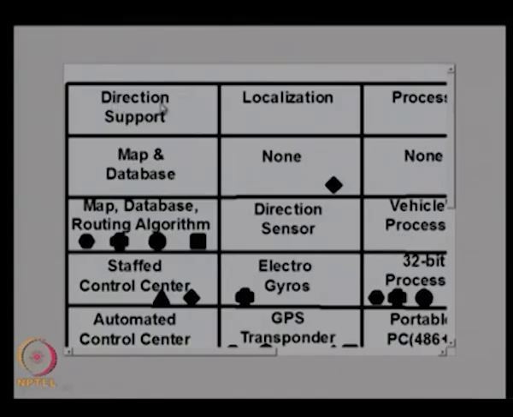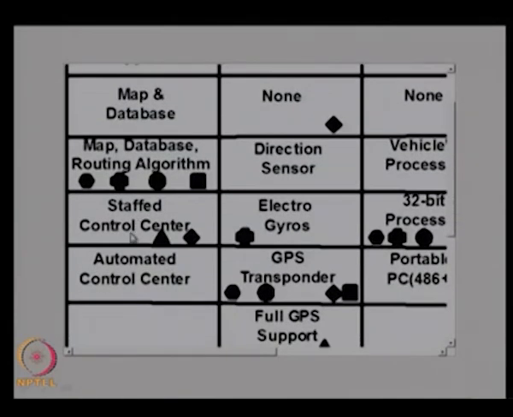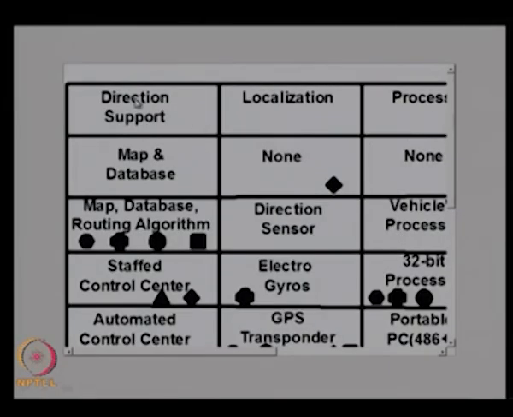For direction support you can use a map and a database. It is very simple, you can use map and database, or you can use map, database, and a routing algorithm. Along with the map and a database we can have a routing algorithm, and then we can have a staffed control center where the navigation support can be directly provided to the driver, or you can have an automated control center. These are the options for direction support. In order to support the driver for the directions, we can use any one of these options.